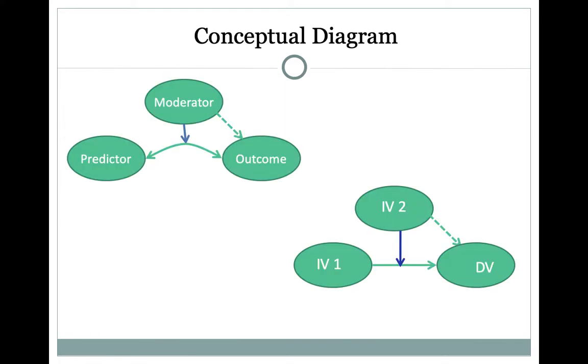Here are some more conceptual diagram examples. This is the one that I just drew: IV1, IV2, dependent variable. IV1 has a relationship with the dependent variable, IV2 affects this relationship, and IV2 also affects the dependent variable. And then this is an example of a correlational design: predictor, outcome, moderator. It's pretty much the same thing, just a little bit of switching of the terms.